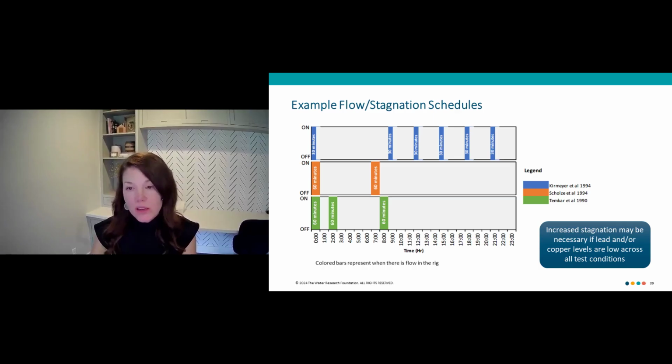Also want to note that increased stagnation may be necessary if you have very low or non-detect levels of lead and copper across all your test pieces. If that is the case, you're not going to be able to actually see any differences in the alternative conditions you're testing. And therefore, you may want to increase the stagnation to get a signal for lead or copper during your test.